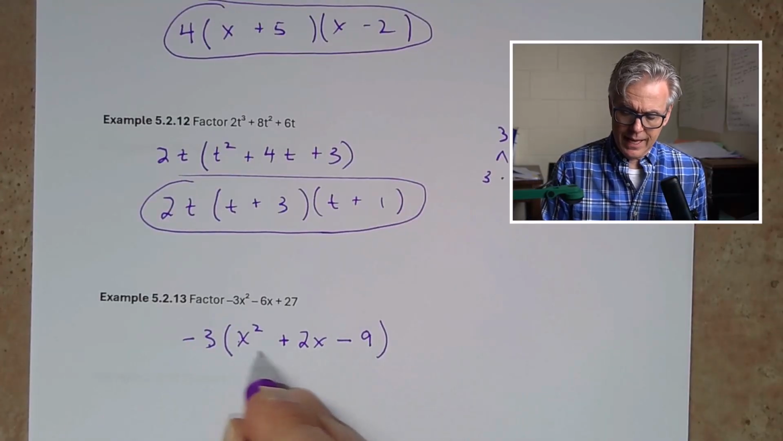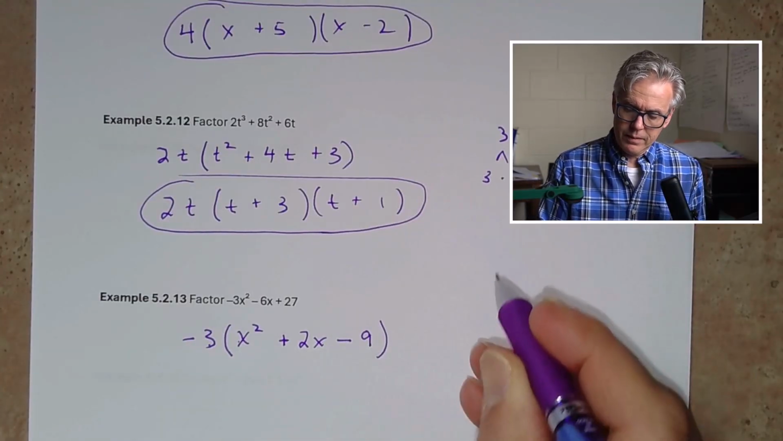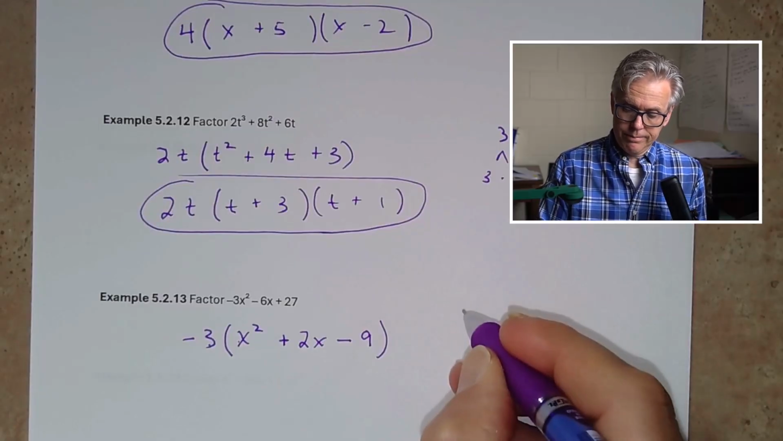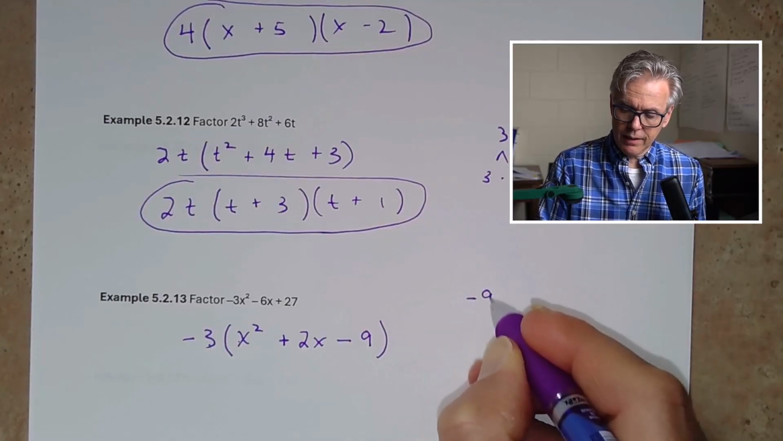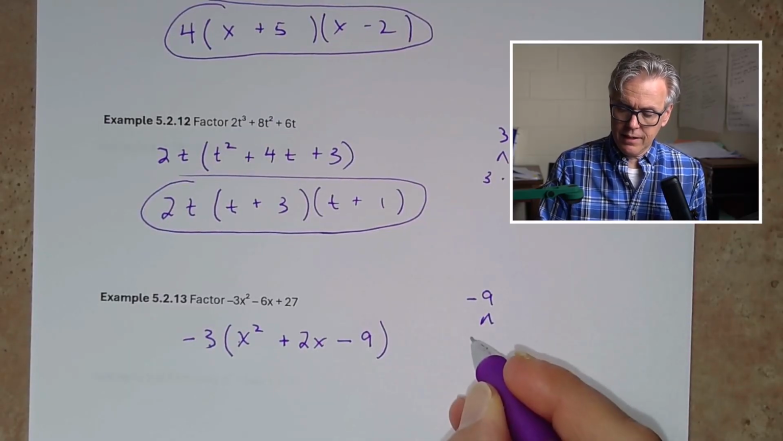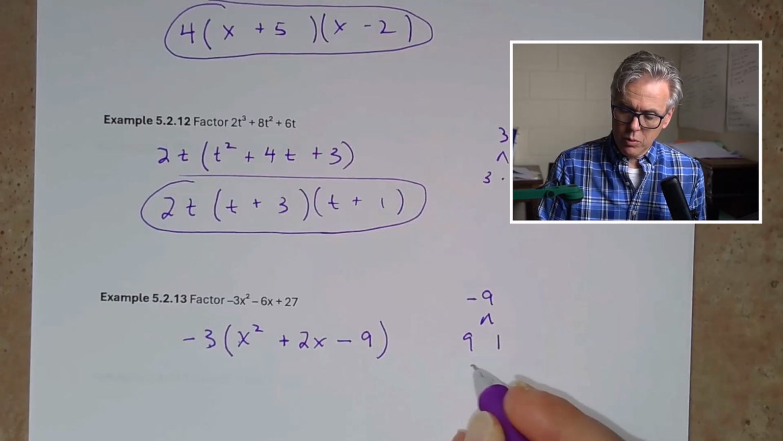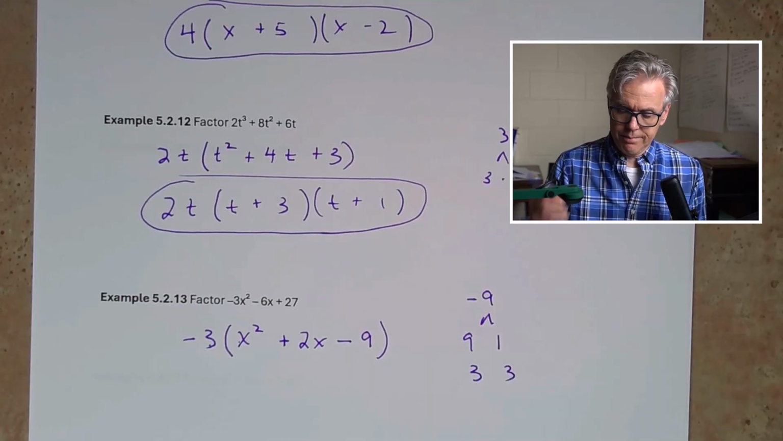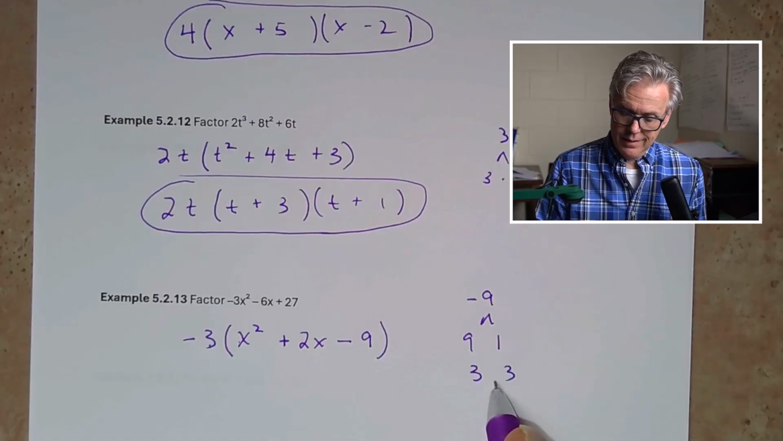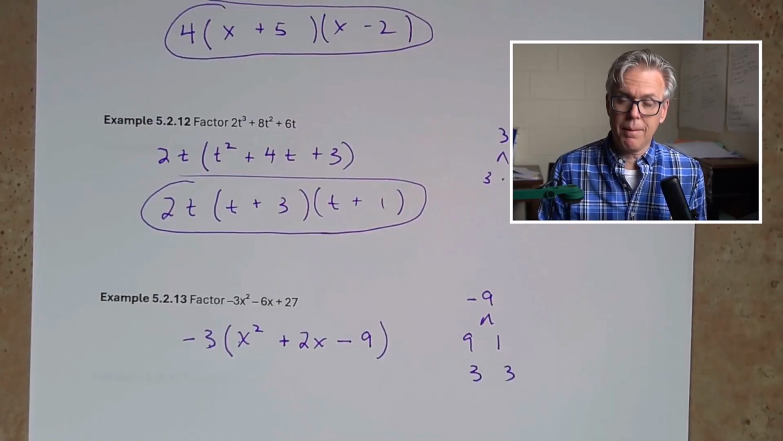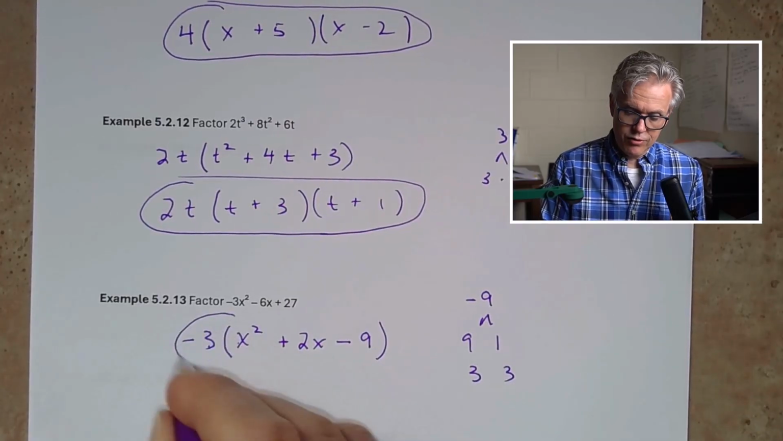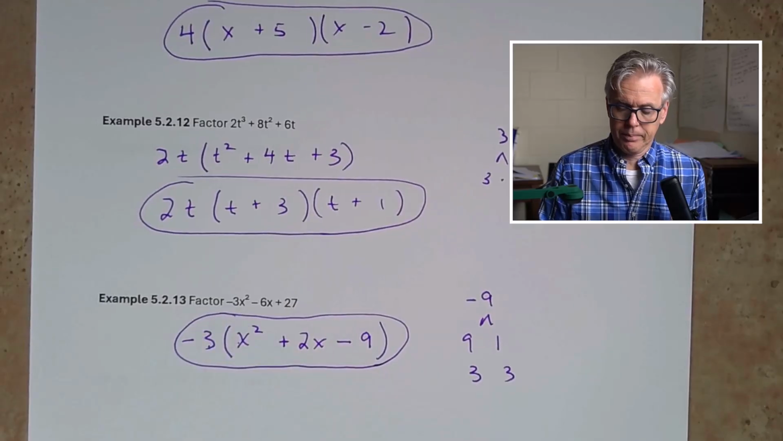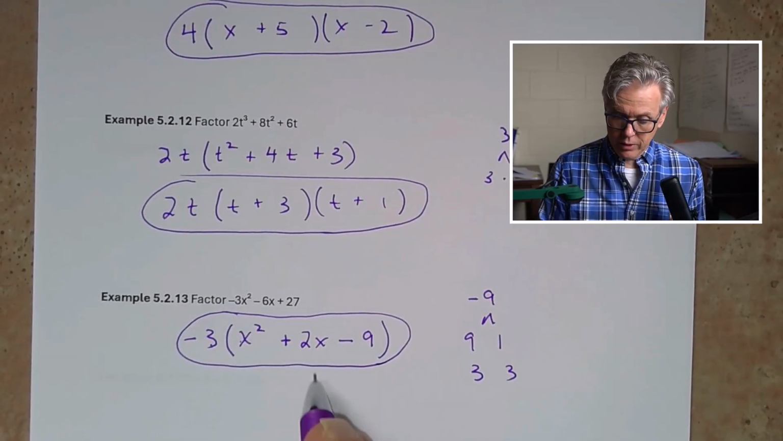Now, can we factor this any further? You may not be able to. So negative 9. Factors of negative 9, we can go 9 and 1, or 3 and 3. And neither one of these allow me to combine to that middle term. So this is just as far as we can go. If we could, we'd go ahead and factor it.